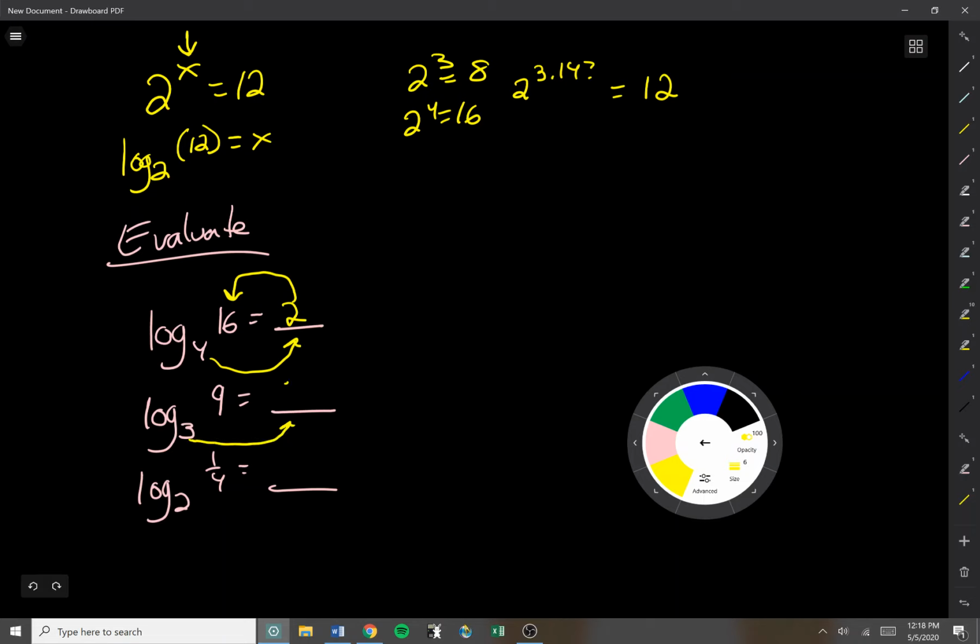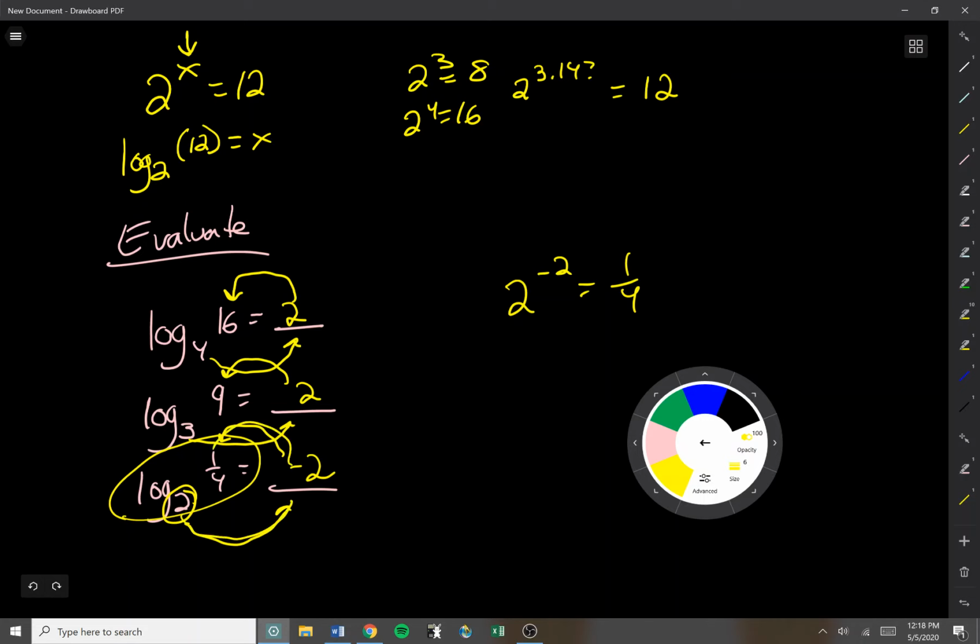3 to what power equals 9? The power is again 2. 2 to what power equals a quarter? Now you have to remember negative powers. 2 to the negative 2nd is a quarter. So the power is negative 2. To evaluate a log like this, you ask yourself the question, the base to what power equals that other number, a quarter?